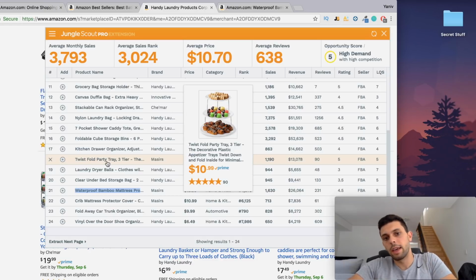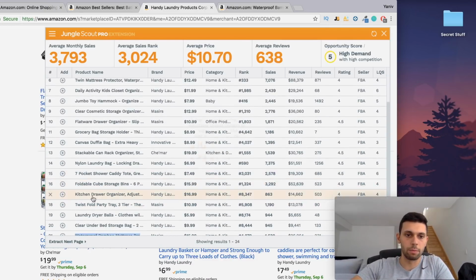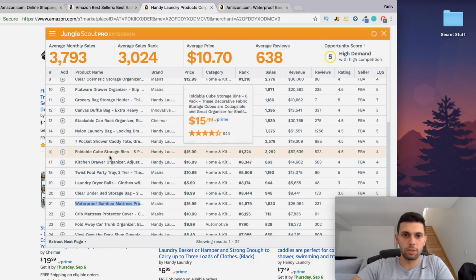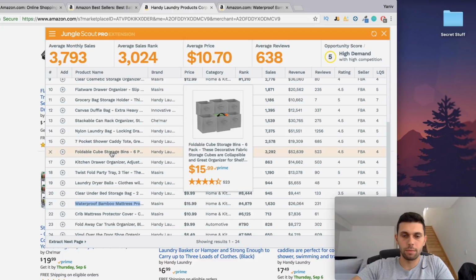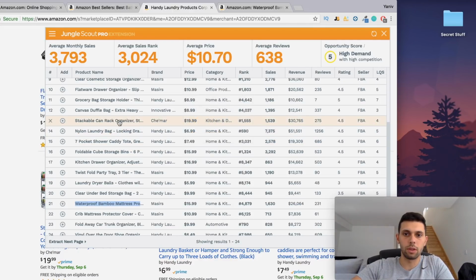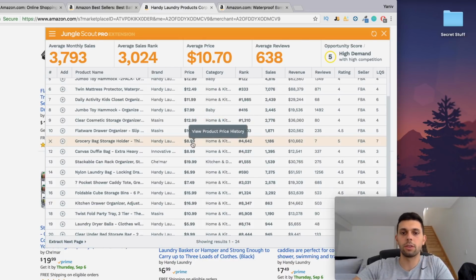Twist fold party tray. It's just a low price, so I'm not really going to check that out. That one, a lot of reviews. Lot of reviews again. Ton of reviews. Okay, so we're going to look at the stuff that has a little bit less. So this one, grocery bag. See, but this one's a low price, right? So you're trying to find stuff that's in that Goldilocks zone.